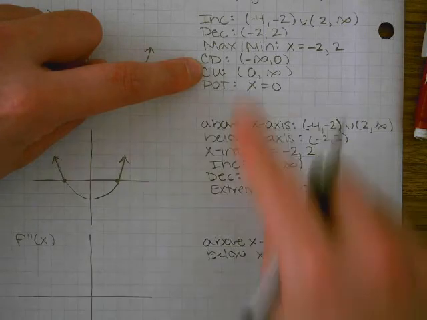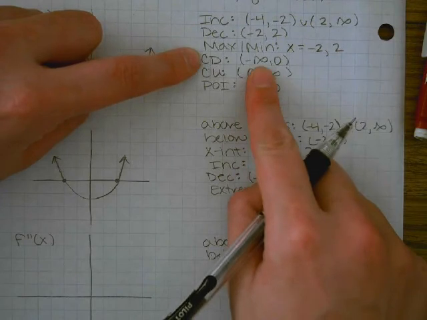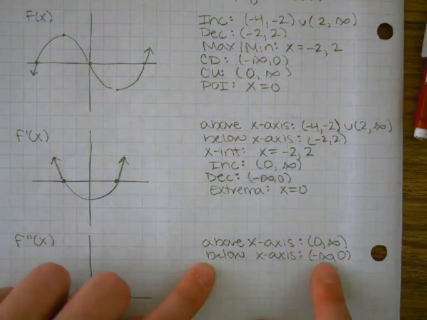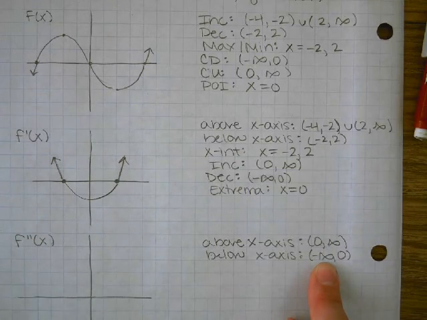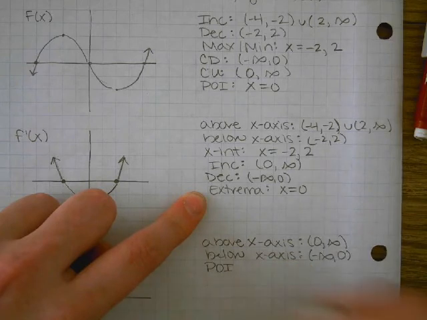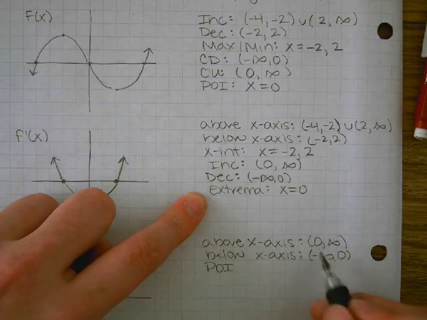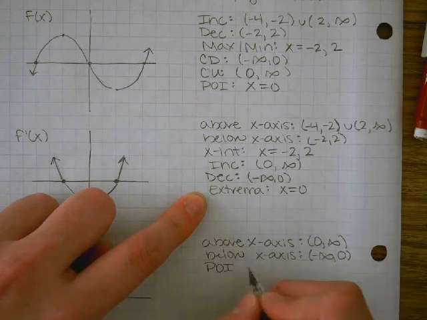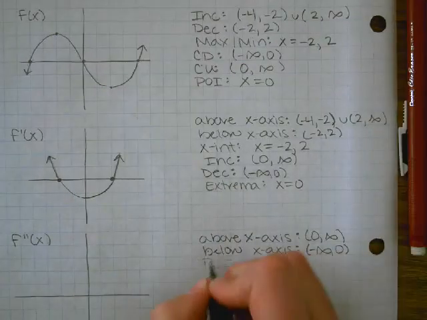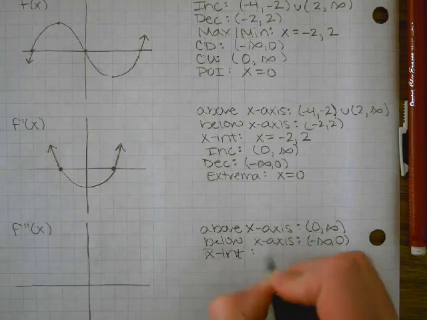We always found those. Concave up was where the second derivative was positive, concave down was where the second derivative was negative. So now we're going to say it's positive above the x-axis, it's negative below the x-axis. And then the point of inflection is where it would switch from concave up to concave down. In this case, it's going to be where it switches from above the x-axis to below the x-axis, and so that point of inflection is actually going to give us our x-intercept. So our x-intercept is going to be x equals 0.